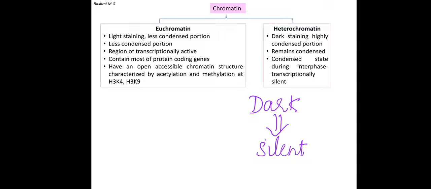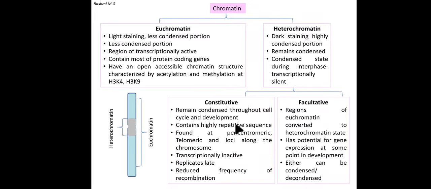So heterochromatin is dark stained, highly condensed, and they remain condensed. They are transcriptionally silent. So further, constitutive and facultative. Constitutive means they remain condensed throughout the cell cycle and development. They contain highly repetitive sequences. They are found at the pericentromeric, telomeric and other loci along the chromosome. Though they are transcriptionally inactive, they replicate late, and they have a reduced frequency of recombination.